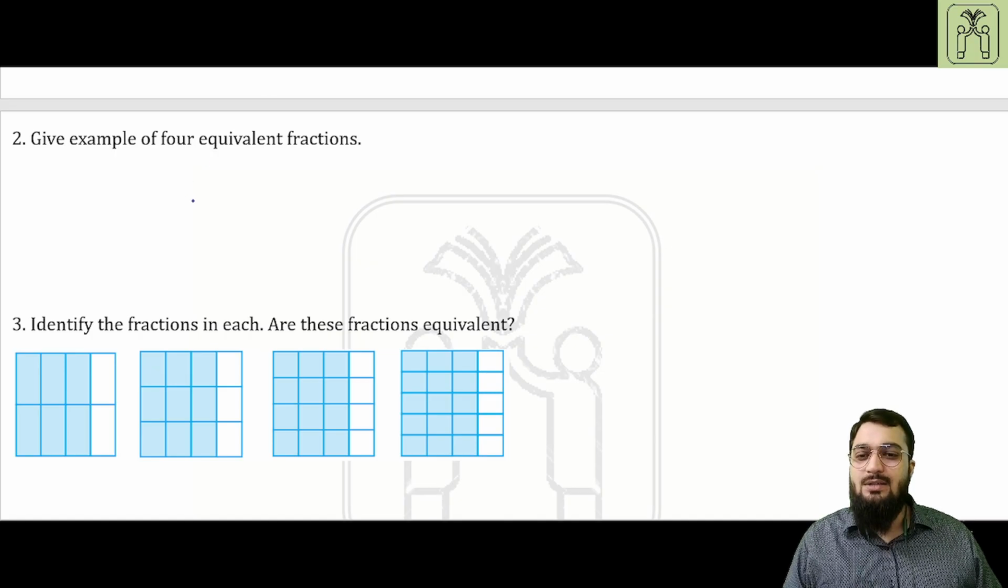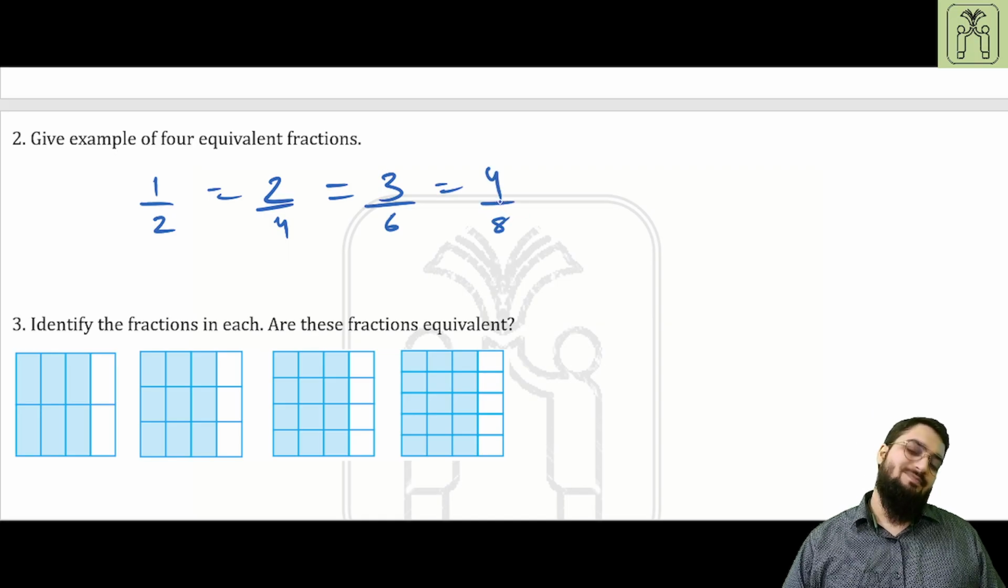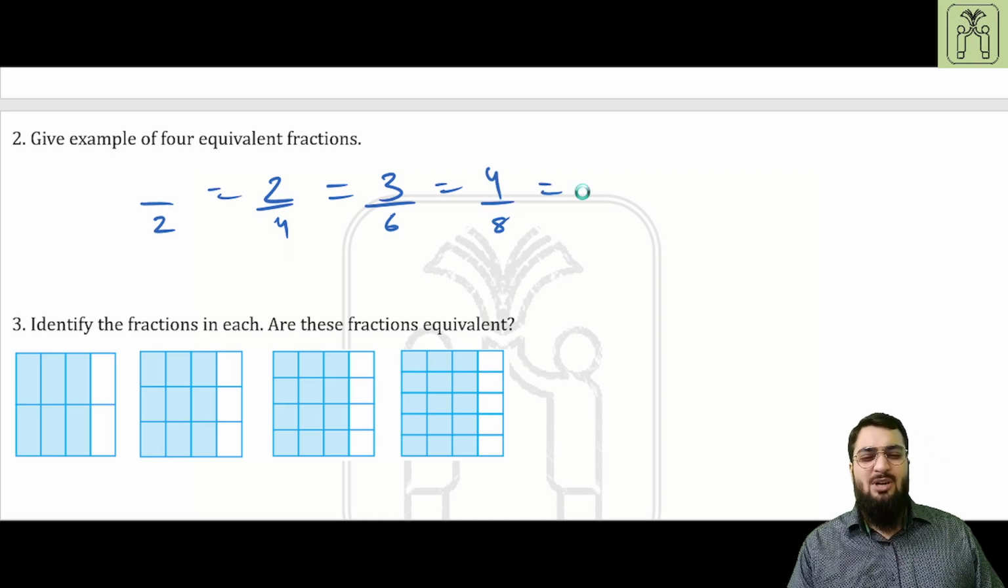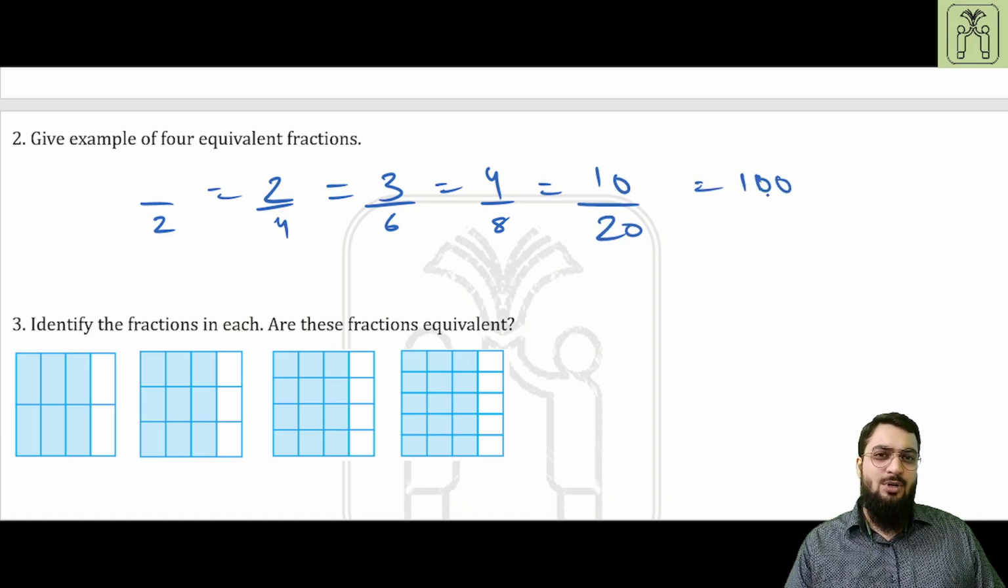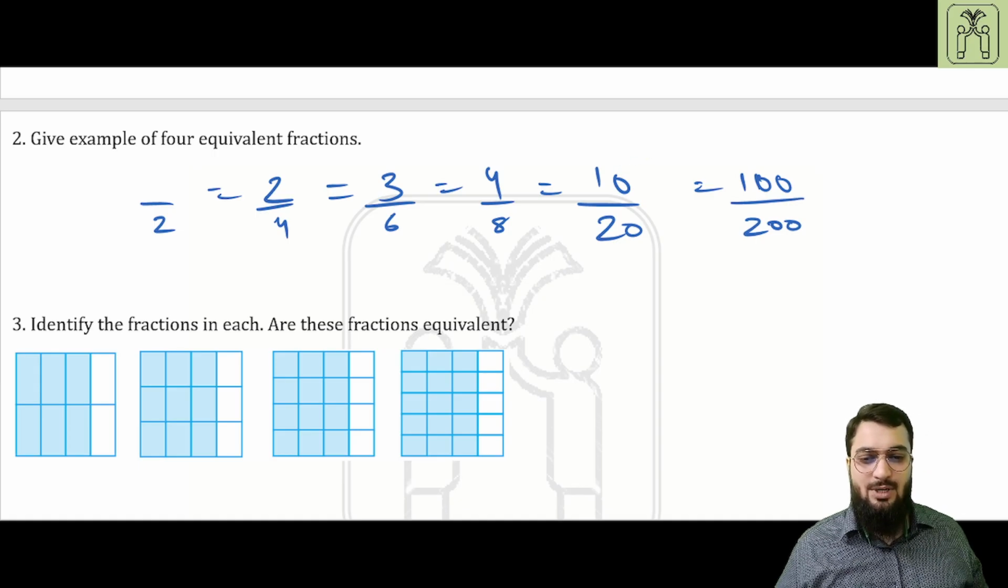Okay. Give examples of 4 equivalent fractions. I already gave you 1 upon 2, 2 upon 4, 3 upon 6, 4 upon 8 and so on. You can do whatever you want, 10 upon 20, 100 upon 200 and so on. Identify the fractions in each. Are these fractions equivalent?